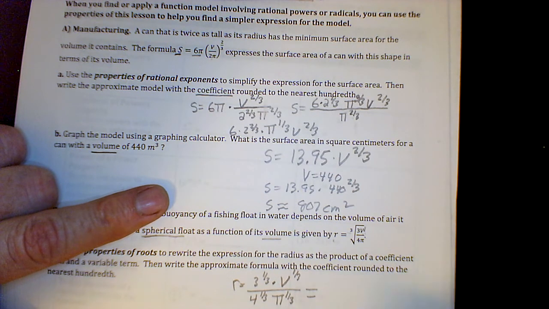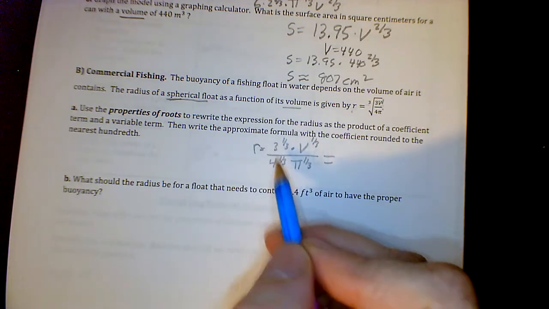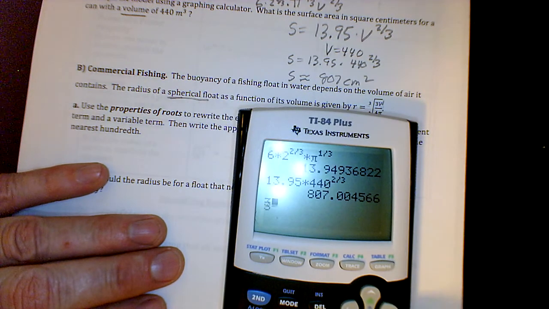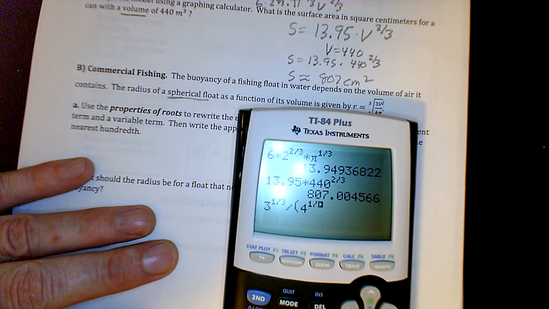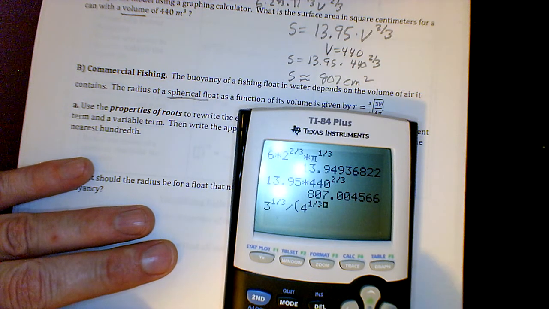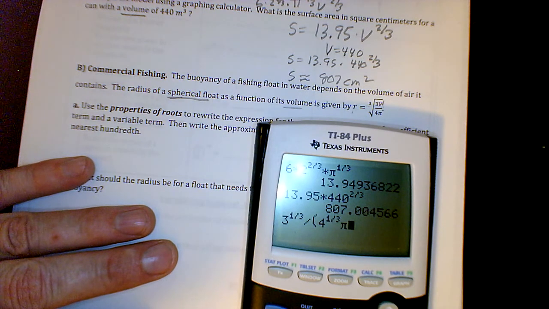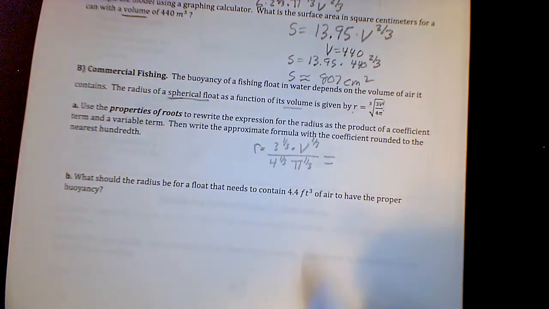I don't see anything left to do but put this in the calculator. So we got 3 to the 1/3 divided by 4 to the 1/3 pi to the 1/3. Let's start off with 3 raised to the 1/3 power divided by, and then we'll put this in parentheses so it divides by everything: 4 raised to the 1/3 power and pi raised to the 1/3 power. End the parentheses. So that's 3 divided by all that, and we get 0.62035-ish. So we'll say 0.62.